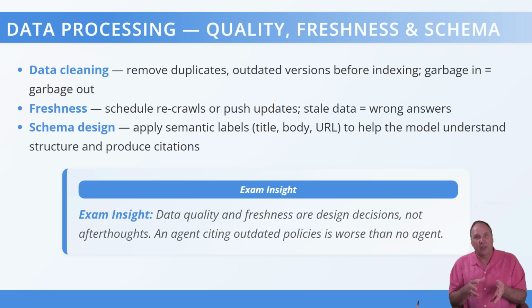Next topic is on data cleaning. That means things like removing duplicates and outdated versions before indexing. 3 versions of the same policy means the agent might cite the wrong one. Freshness management means scheduling recrawls or pushing updates. An agent answering with last year's pricing is worse than no agent at all. Apply semantic labels like title, body, URL so that the model understands the document structure and produces better citations.